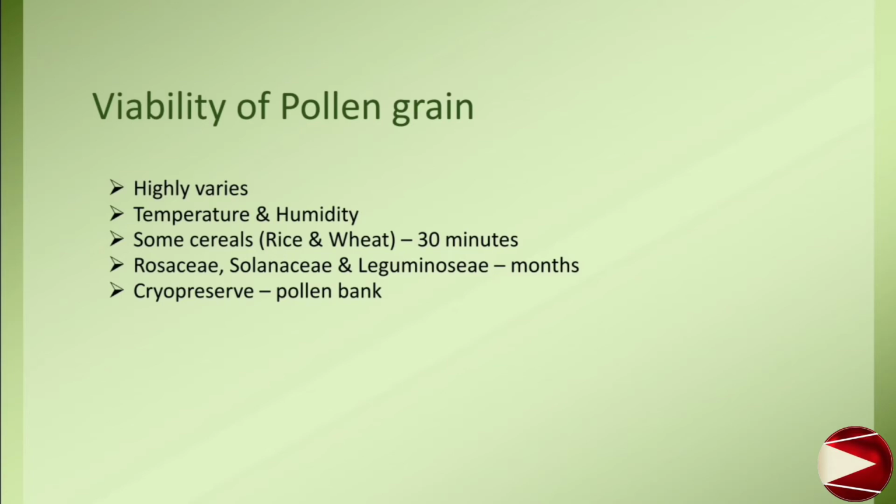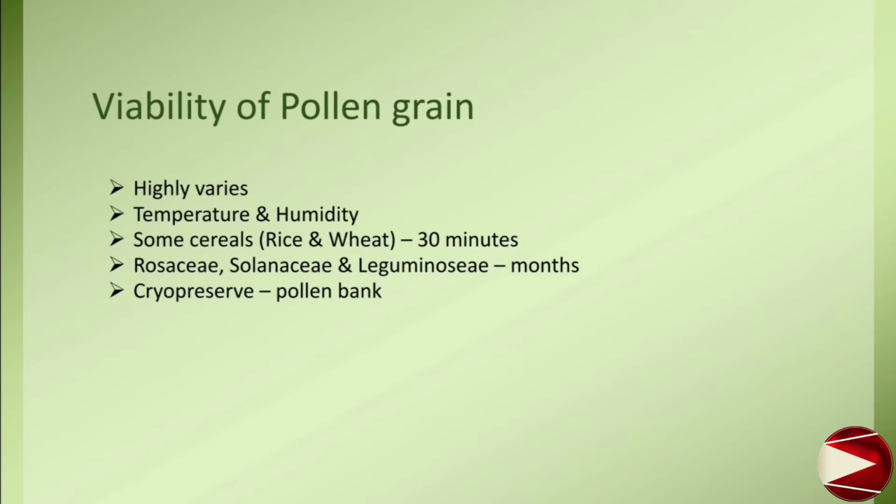Viability of pollen grains is very crucial for pollination. Before they lose their viability, they have to land on the stigma. Viability of pollen grains depends on factors like temperature and humidity. Viability varies among different plants, from 30 minutes in some cereals like rice, wheat, etc., to some months in some plants of the Rosaceae, Leguminosae and Solanaceae families.